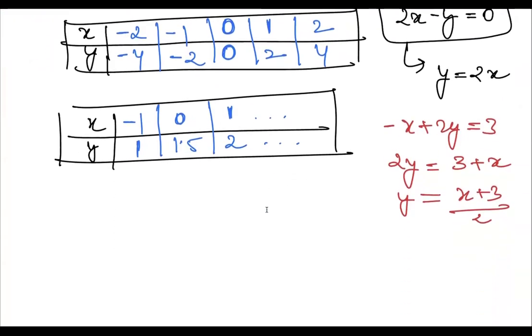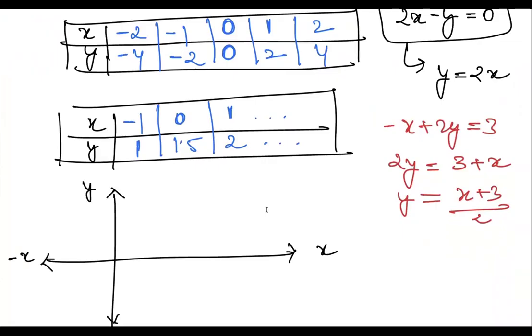So let me build a graph for this. We all know this is our x-axis, this is our y-axis, this is our negative x-axis, and this is my negative y-axis. If you see, for 2x minus y is equal to 0, if I plot all these points, it will become a straight line. It passes through 0, 0. We have 1 here, 2 here, then here we have 2, here we'll have 4, and so on.